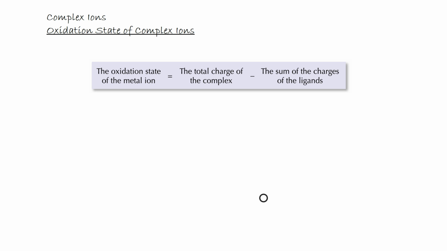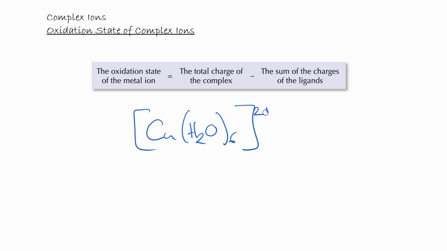Before we look at the final thing on isomerism in complex ions, we'll just quickly identify how we can work out the oxidation state of a complex ion. The oxidation state of the metal ion is simply the total charge on the complex minus the sum of the charges of the ligands. So we'll look at a couple of examples here. We'll do [Cu(H2O)6]2+.